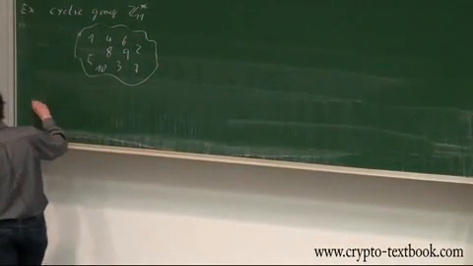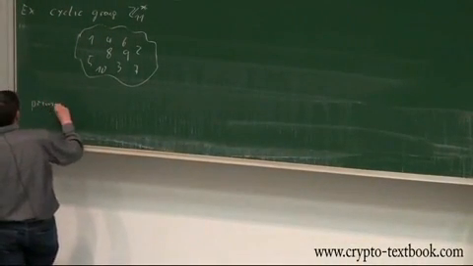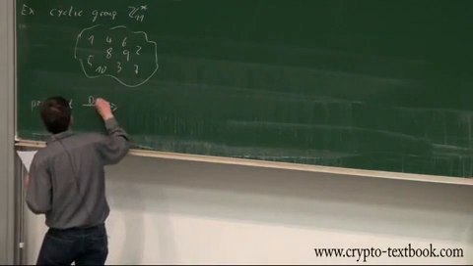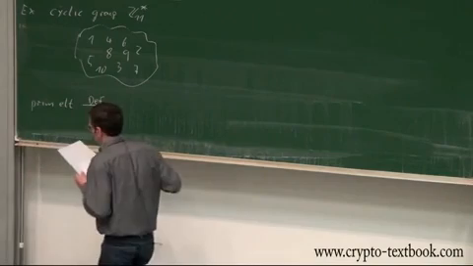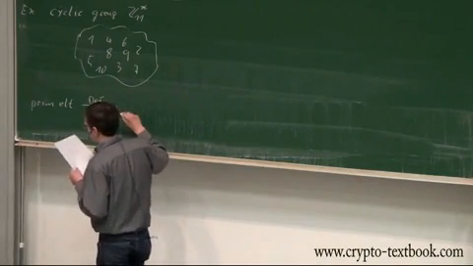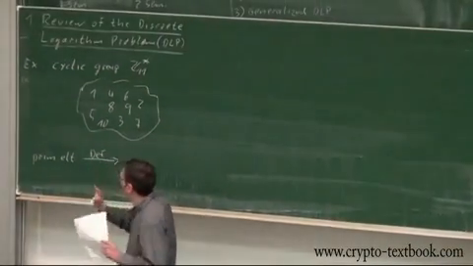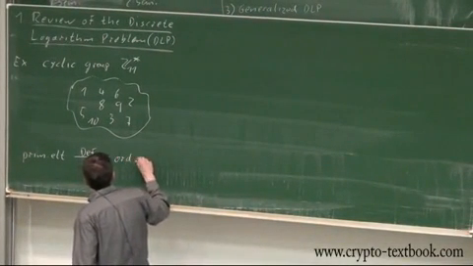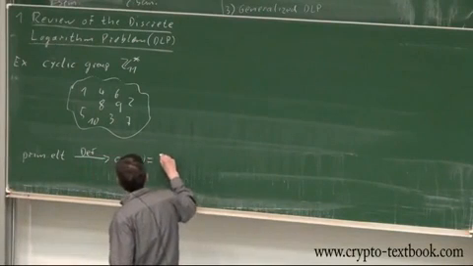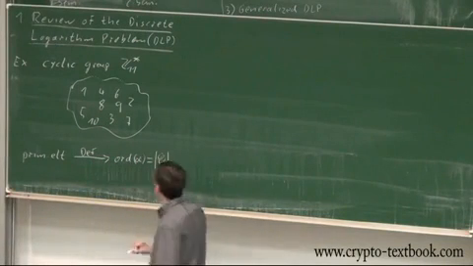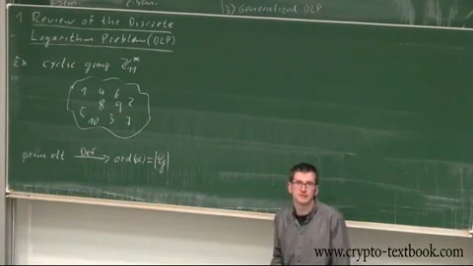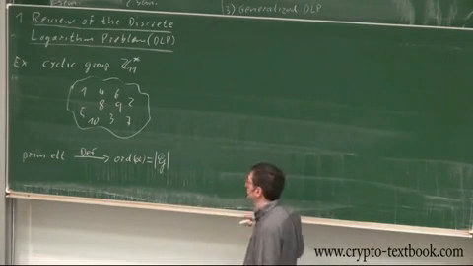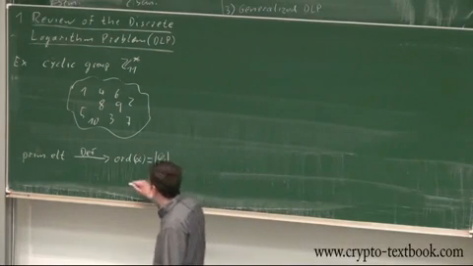Maybe let's write that down. If we have a primitive element, that's the definition of a cyclic group. No, I'm sorry. Primitive element, what is the definition? The order of this element alpha must be the group cardinality. This is this funny symbol for the number of elements in the group.